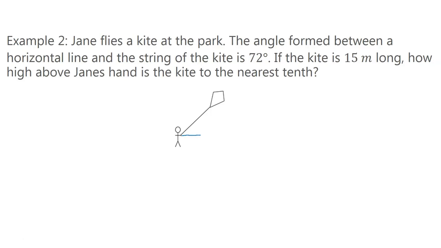So let's start by drawing this horizontal line. It says the angle between the horizontal line and the string of the kite is 72 degrees. So that's right here. The string is 15 meters long, so that's here. I'm looking for how high the kite is above our hand. So we can create our little right triangle here now and call this x. So now labeling the sides, I see that x is the opposite and 15 is the hypotenuse. So opposite and hypotenuse means we use sine.